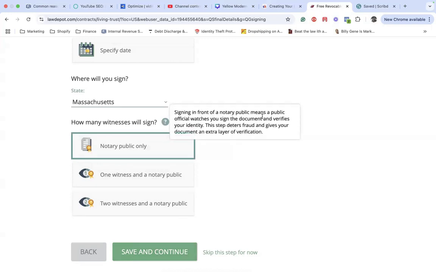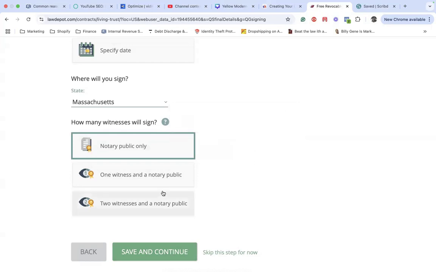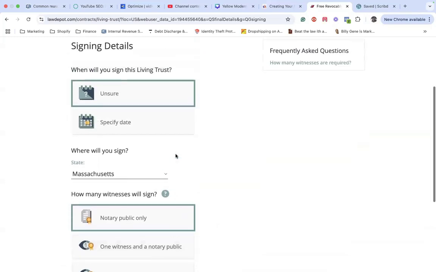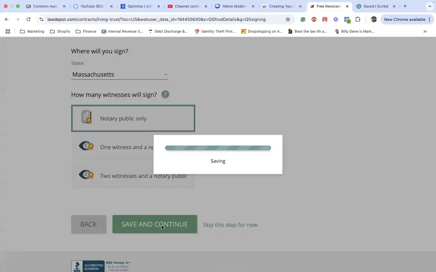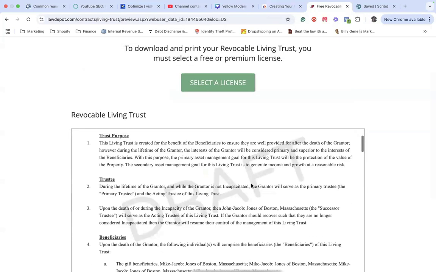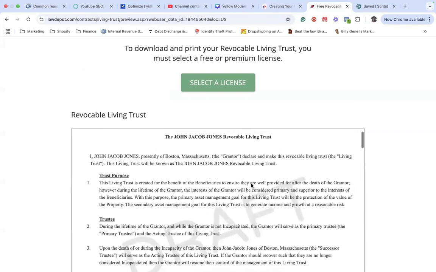But signing in front of a notary public means an official watches you sign the documents and verifies your identity. This step deters fraud and gives the document an extra layer of verification, right? So it's really up to you at this point. But in this case, I will recommend notary public only. Easier, you don't have to do anything extra, and it's sufficient. It's strong. Boom. Guess who now has a trust?